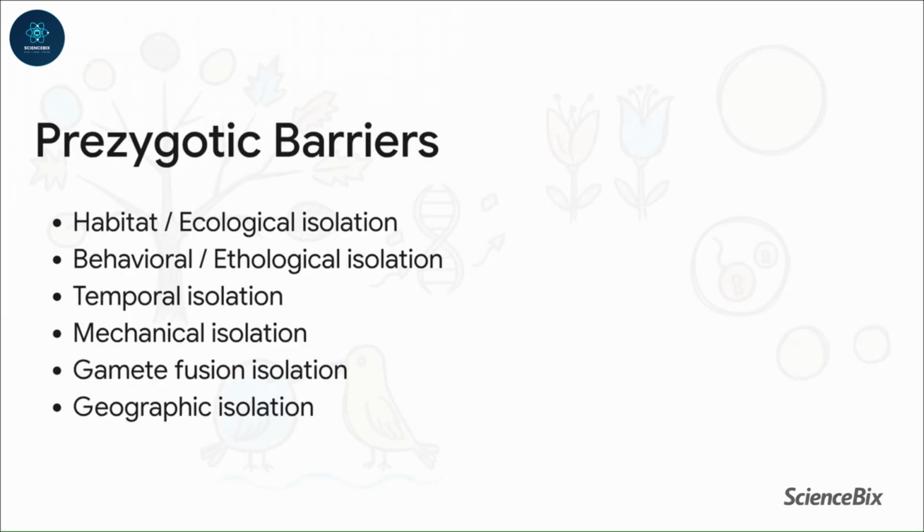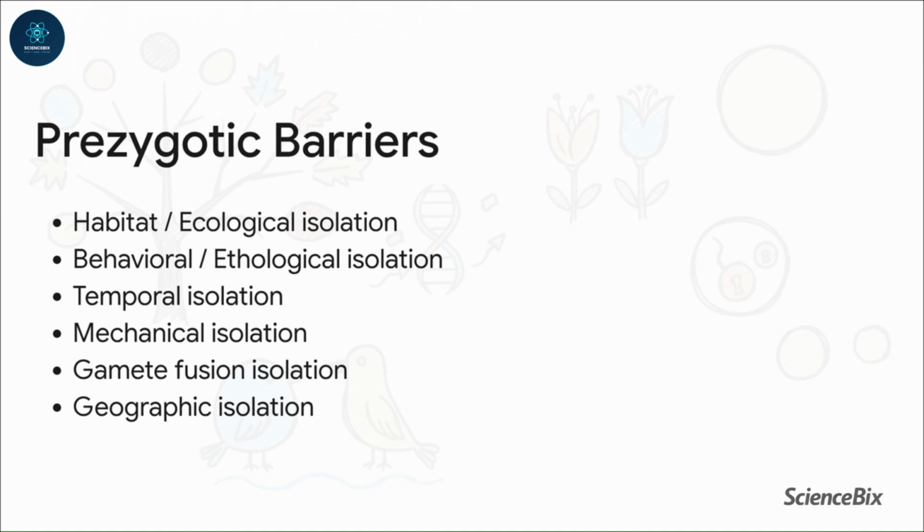Let's quickly run through these prezygotic, before mating barriers, because the sheer variety is pretty mind-blowing. Habitat, or ecological isolation, means populations just live in totally different environments. Behavioral, or ethological isolation, is when they literally don't recognize each other's mating signals. It's like they're speaking different languages. There's temporal isolation, which is just bad timing. Maybe one breeds in spring and the other prefers the fall.